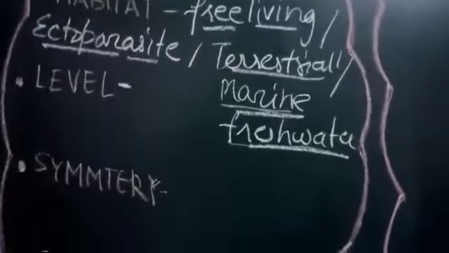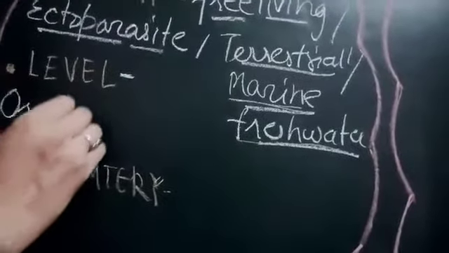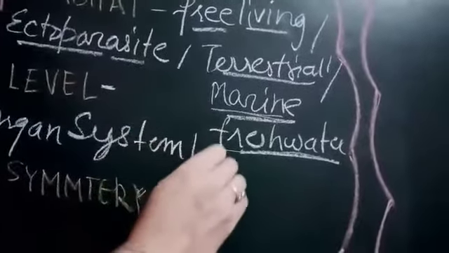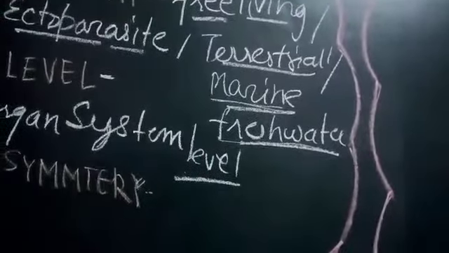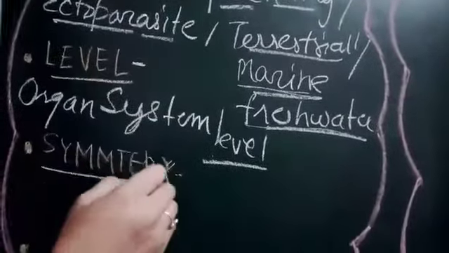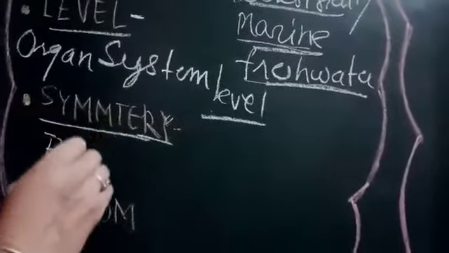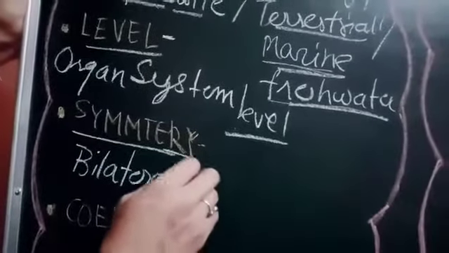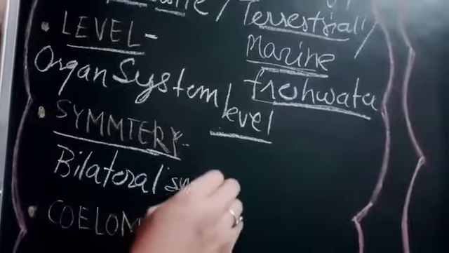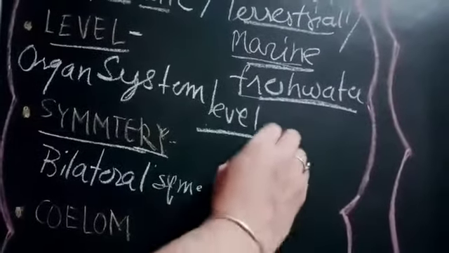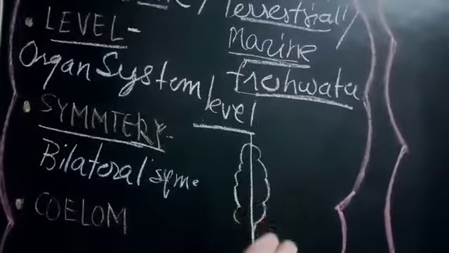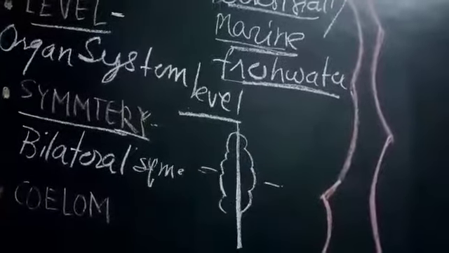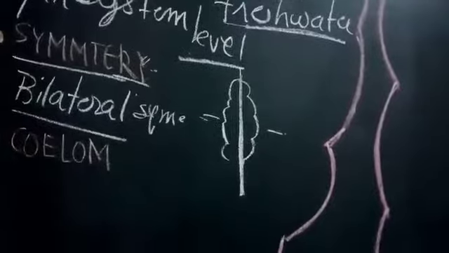As far as the level is concerned, an organ system level of organization is there in these organisms. Well developed organ systems are there. Symmetry in this case is bilateral symmetry. The body of the organism is bilaterally symmetrical. If we cut the body from the central plane, it is divided into two equal lateral halves. So the symmetry is bilateral.